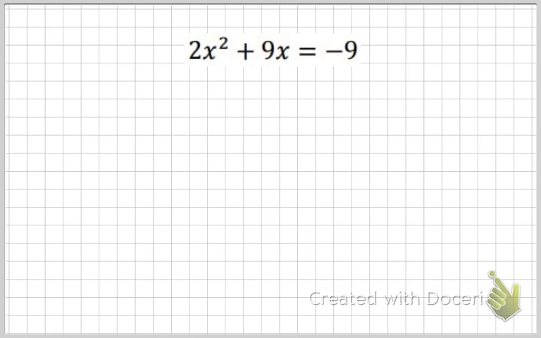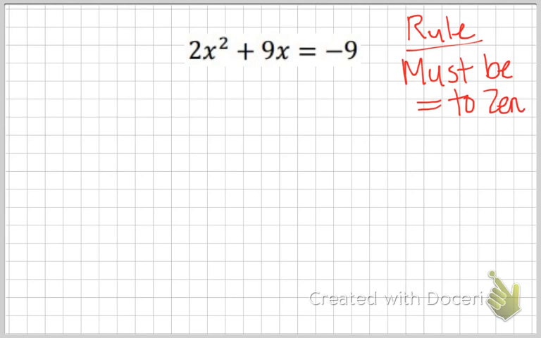Next problem here. Now, if you notice, this problem is very unique. It's different than the other ones. Why? Well, first of all, it is not equal to 0. So that is one rule when we're trying to solve quadratics. They must be equal to 0.